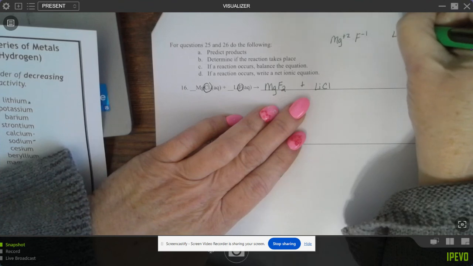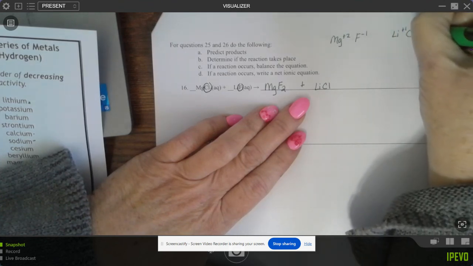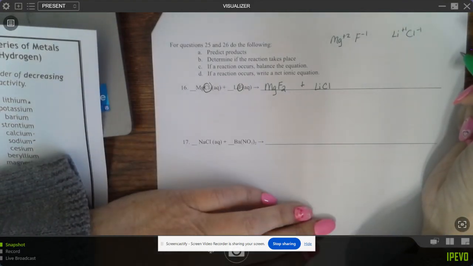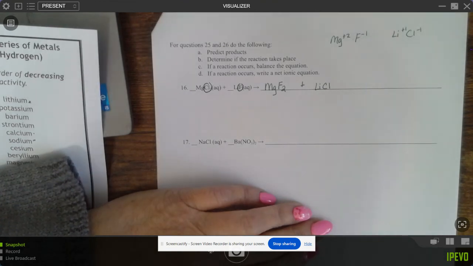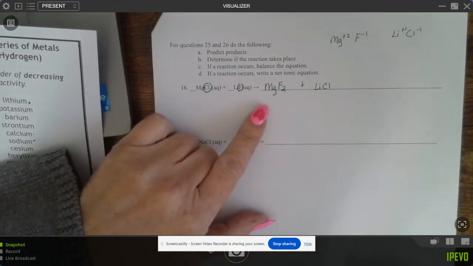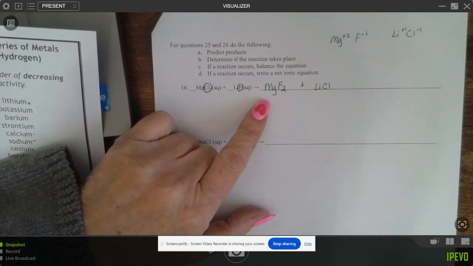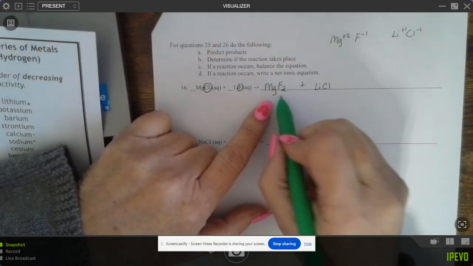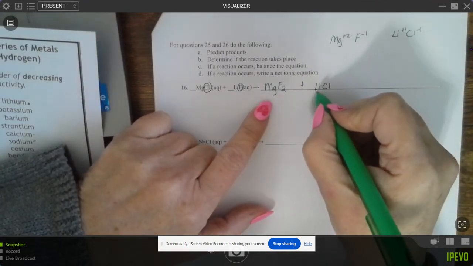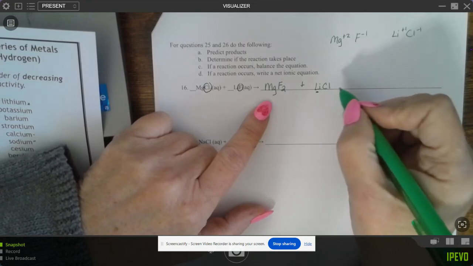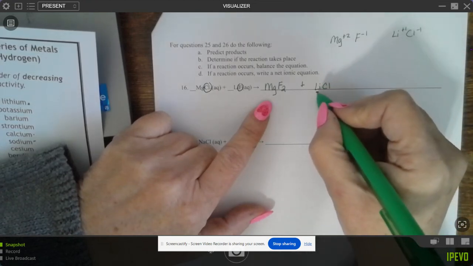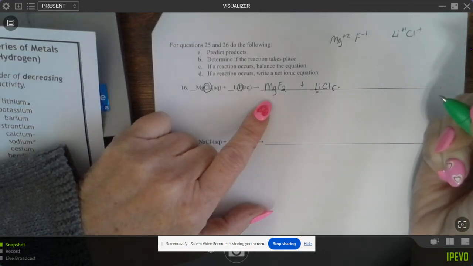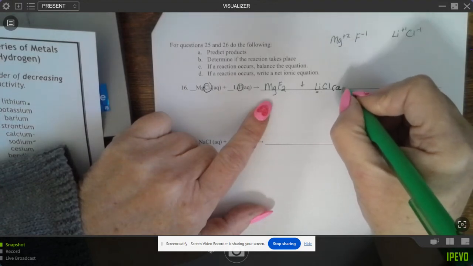Lithium has a +1 charge, chlorine has a -1 charge. So we end up just with LiCl. Now, before we do anything else, we have to look at our solubility rules. Lithium is a group 1 metal, and chloride is listed in the solubility table. This compound is going to be soluble because all group 1 metals make soluble compounds. So this is going to be AQ.